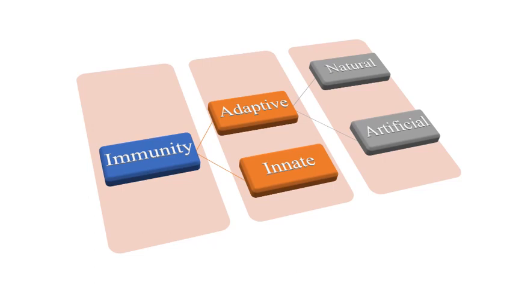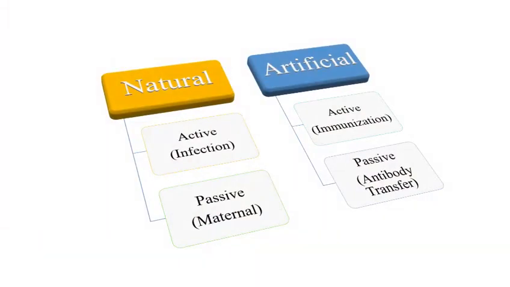This adaptive immunity can again be categorized into natural adaptive immunity and artificial adaptive immunity. Natural adaptive immunity can be classified into active natural adaptive immunity and passive natural adaptive immunity. The other type of adaptive immunity is artificial adaptive immunity. This is again categorized into active artificial adaptive immunity and passive artificial adaptive immunity. We'll get to know what these types of immunity are.